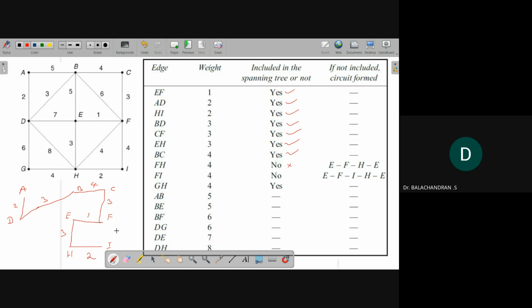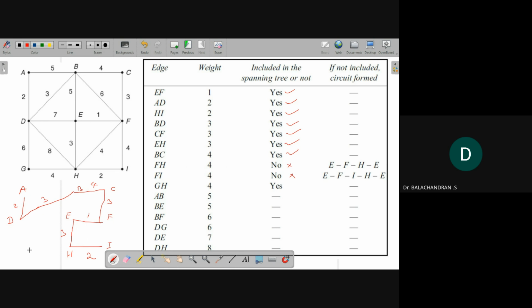F4, F5. So F5 again will form a cycle. So you should write which cycle it will form: E F I H E. Yes, E F I H E. So it will form a cycle. That's why I don't want to choose F5. Next, I need one more again, 4 GH.